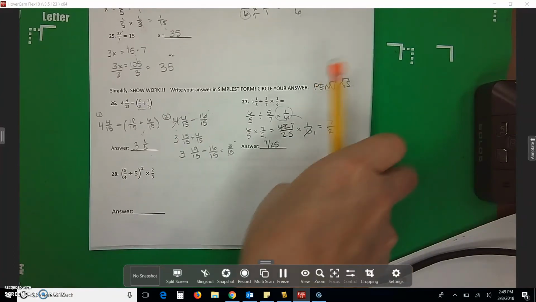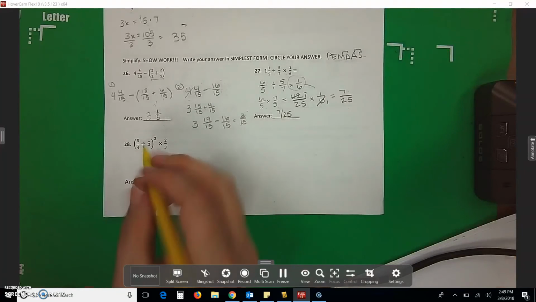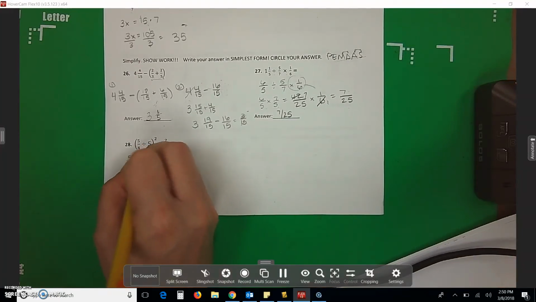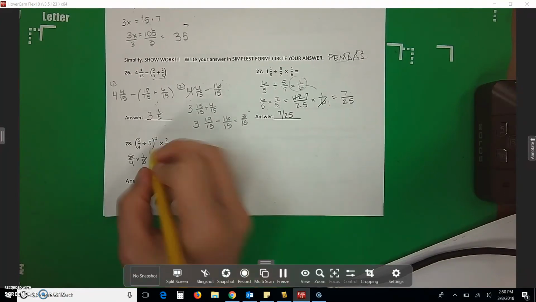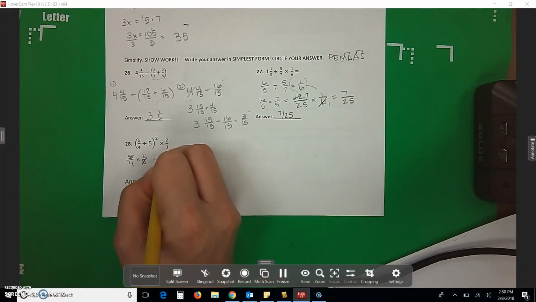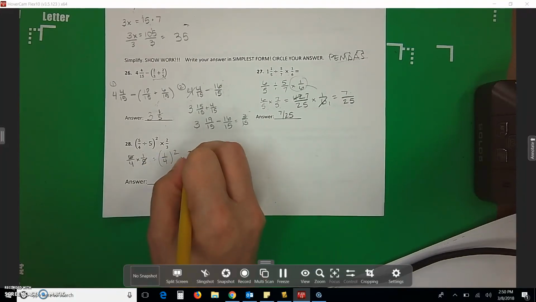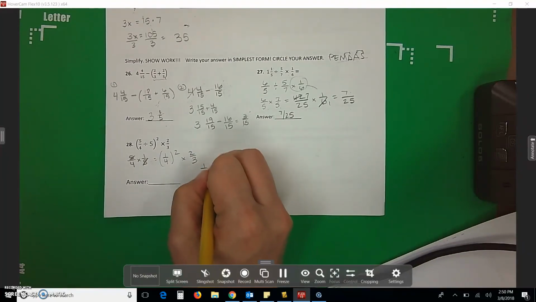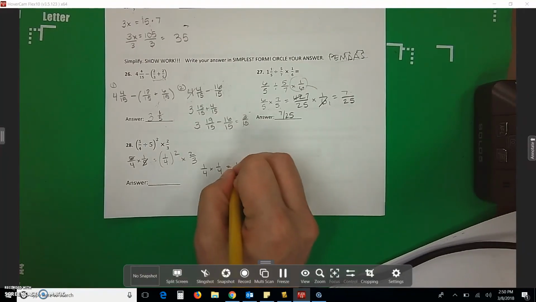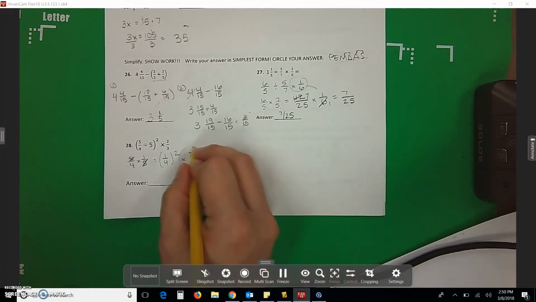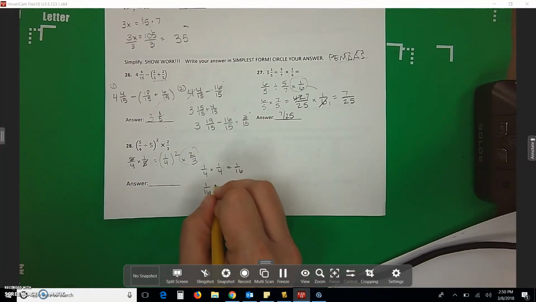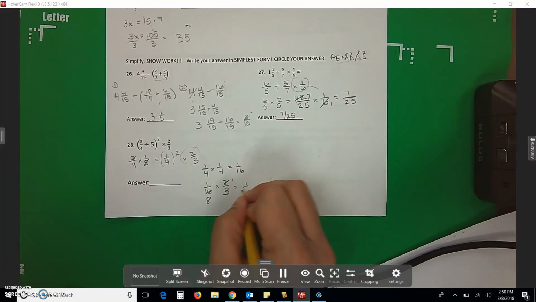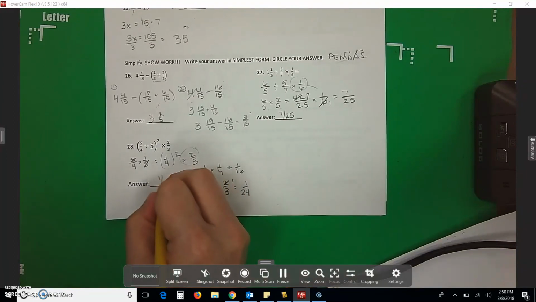Last one. First is parentheses. So 5/4 times 1/5. Those both reduce. So I get 1/4 squared times 2/3. Next is exponents. So I've got 1/4 times 1/4 equals 1/16. Then I still have my last step. 1/16 times 2/3. That's going to reduce to equal 1/24. And that cannot be reduced.